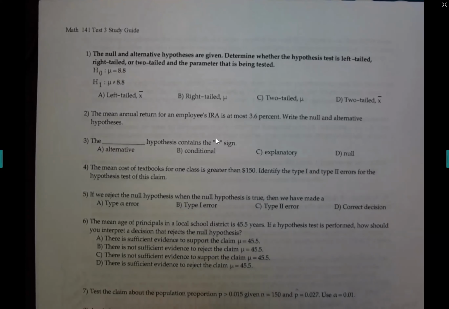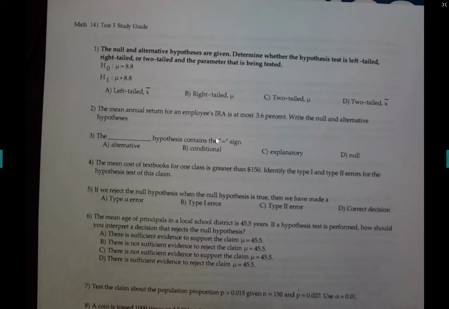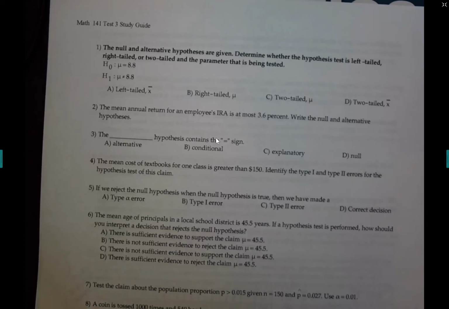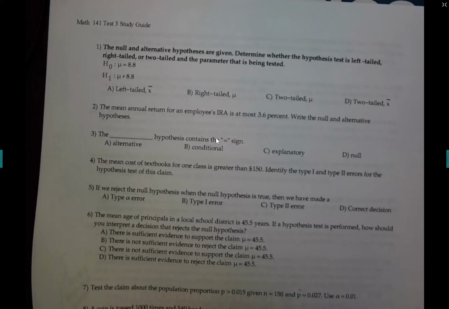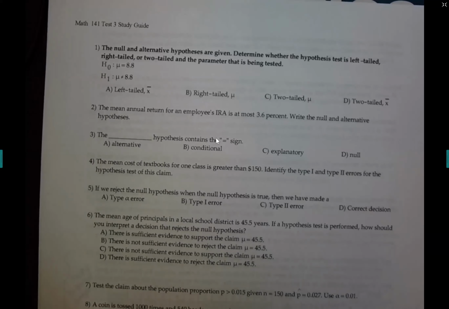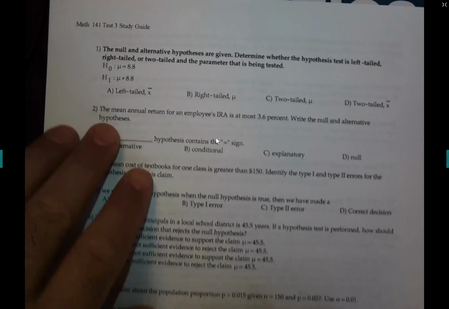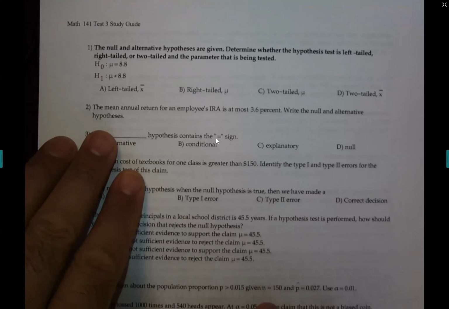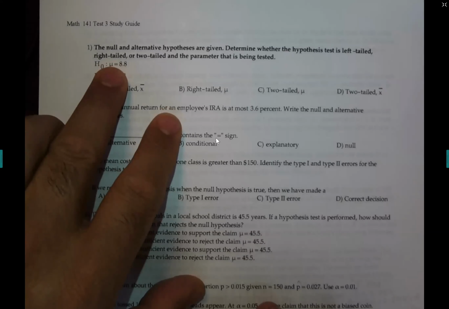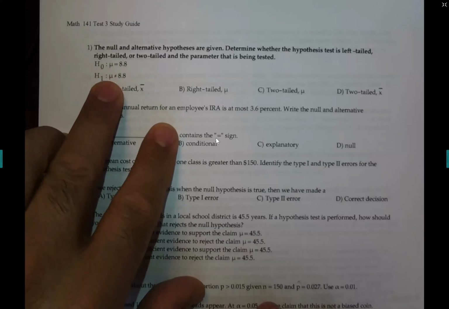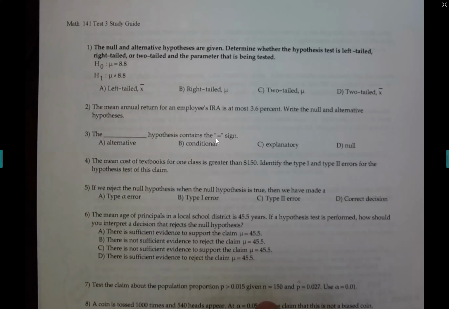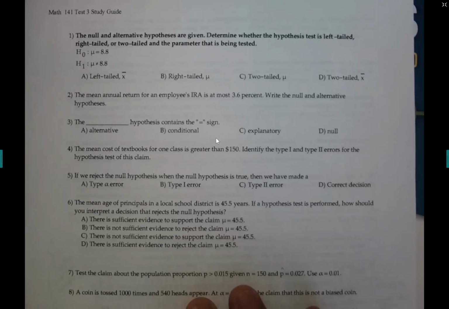This is the study guide, guys. It's about, I don't know how many questions, 20. You won't have as many questions, but this is just a study guide. You will have some very basic questions on the test, just to tell me whether this is a left-tailed, right-tailed, or two-tailed test, as simple as that. And you'll have mostly solving word problems with hypothesis tests. Can you answer, for example, the first question for me?